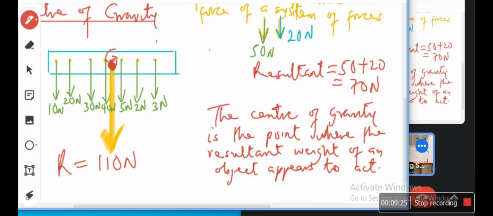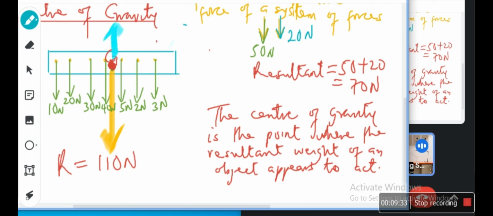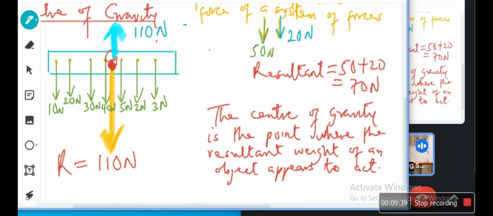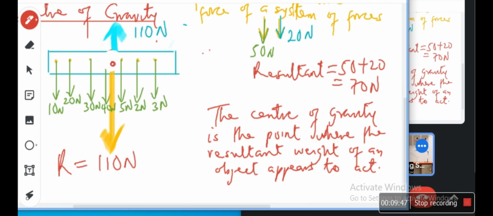So this is what I mean. If I have this force now acting in the direction of gravity, also 110 balances it, now acting in the opposite direction. This is why we know what the center of gravity is, because it shows us where the resultant weight is. So if we know where the resultant weight is, we can apply the same force in the center. Are you getting that? Please respond if you are getting what I'm saying.